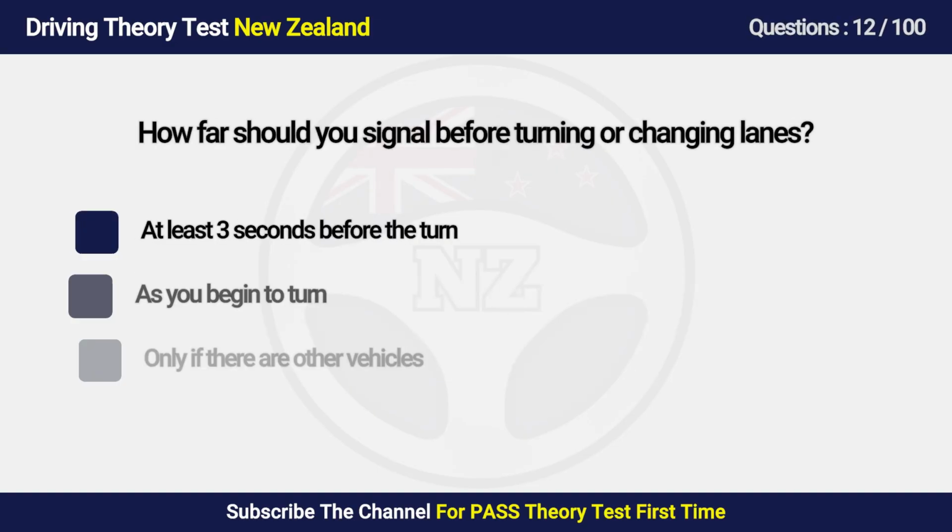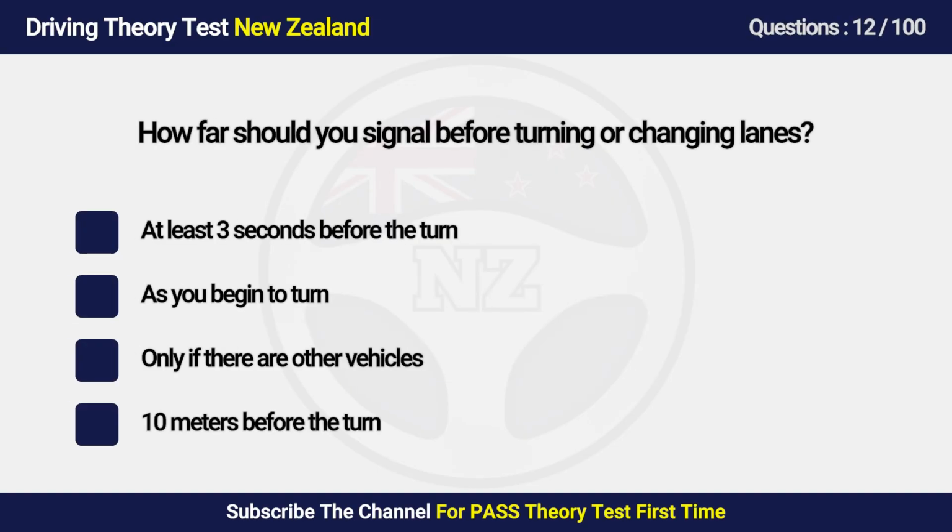Question 12. How far should you signal before turning or changing lanes? A. At least 3 seconds before the turn. B. As you begin to turn. C. Only if there are other vehicles. D. 10 meters before the turn.